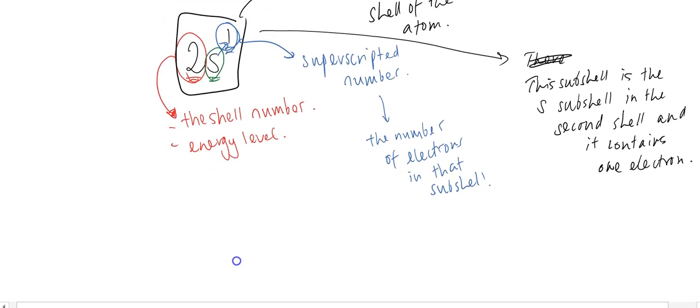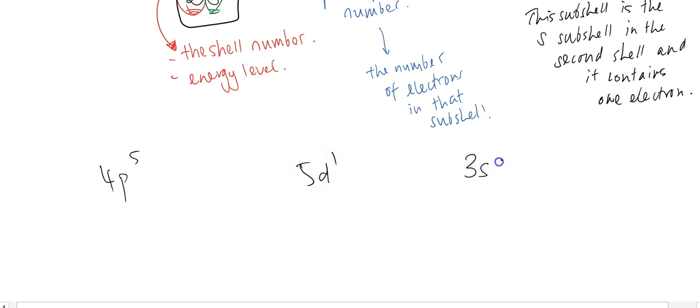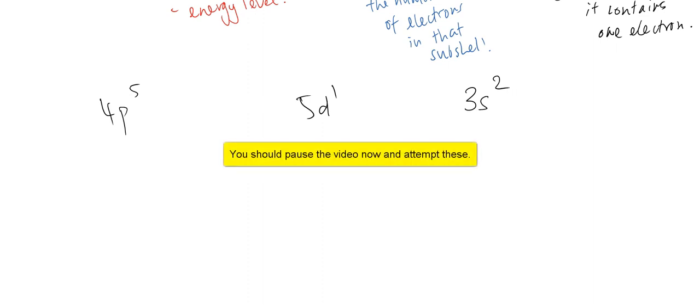Now I'm just going to throw some examples at you, just to give you some practice. So we've got here 4p5, 5d1, 3s2. Unpack what these mean. I'm going to ask you to pause the video and have a go at these, and then I'm going to write out what they are.